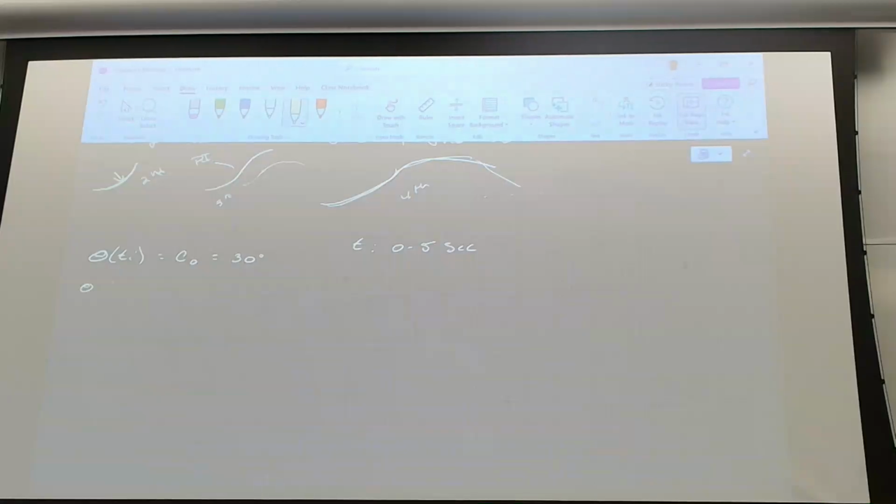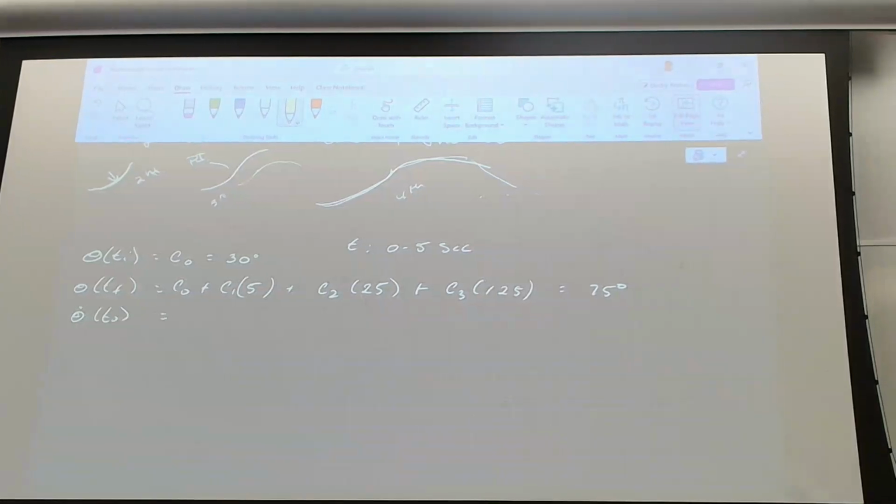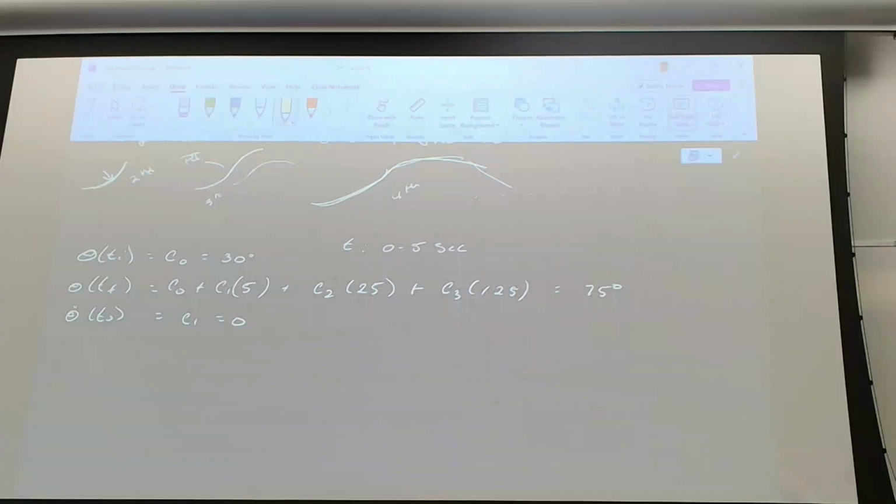We want our final position, which is going to be defined through C naught plus C1 times T final, so we can put a 5 in right here, plus C2 times 5 squared, plus C3 times T cubed, or 125. That final position, we want to be at 75 degrees. So that's our initial condition. Our initial velocity is going to be C1, which is set to be 0.